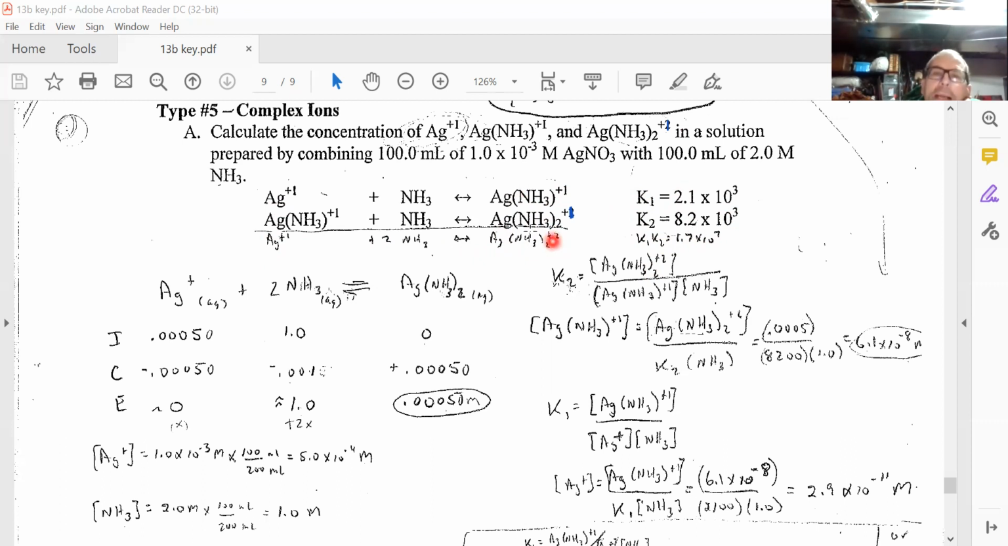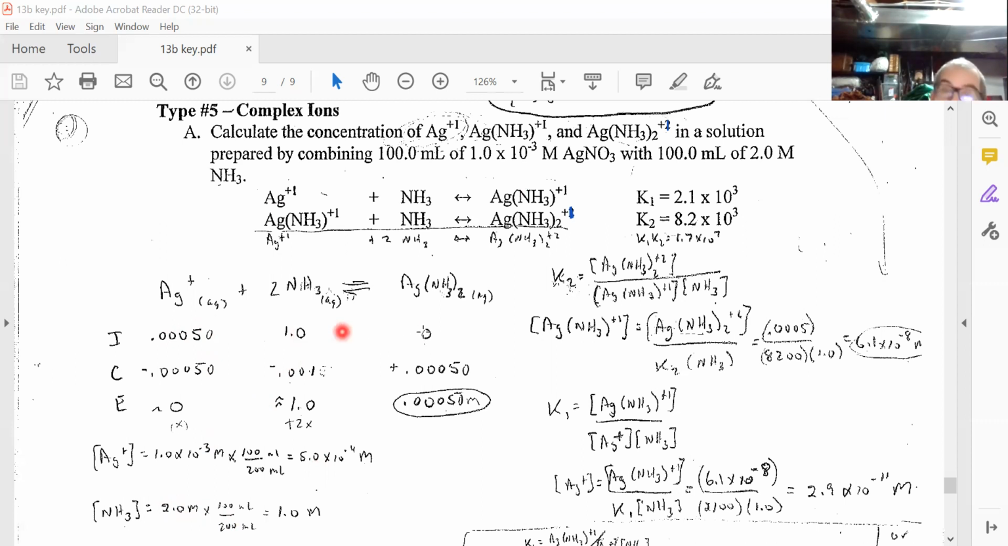Okay, now we're supposed to calculate the concentrations of Ag+, Ag(NH3)+, and Ag(NH3)2+ in a solution. So let's take a look. 100 milliliters of 1 molar AgNO3 and 100 milliliters of 2 molar NH3. Notice there's a dilution factor. You've got 100 milliliters and 100 milliliters, so you have to cut concentrations in half. For Ag+, I cut the concentration in half because it's 100 out of 200, and I get 5 times 10 to the negative 4th, and I write that in here. And NH3, I'm going to cut that concentration in half, so instead of being 2 molar, it ends up being 1 molar right here.